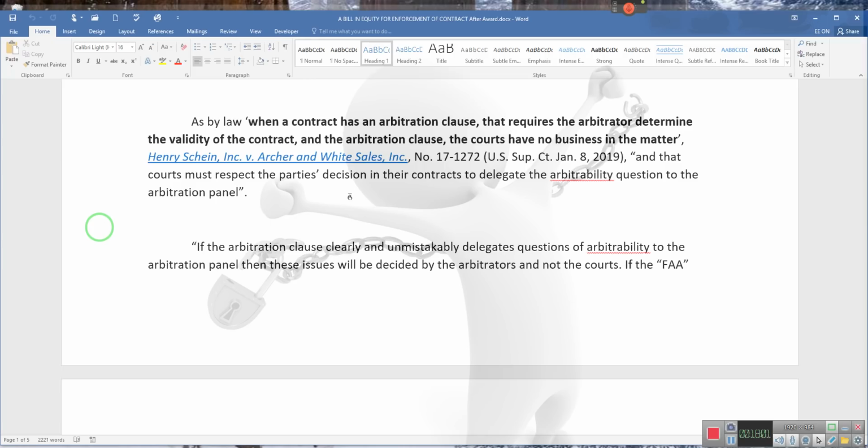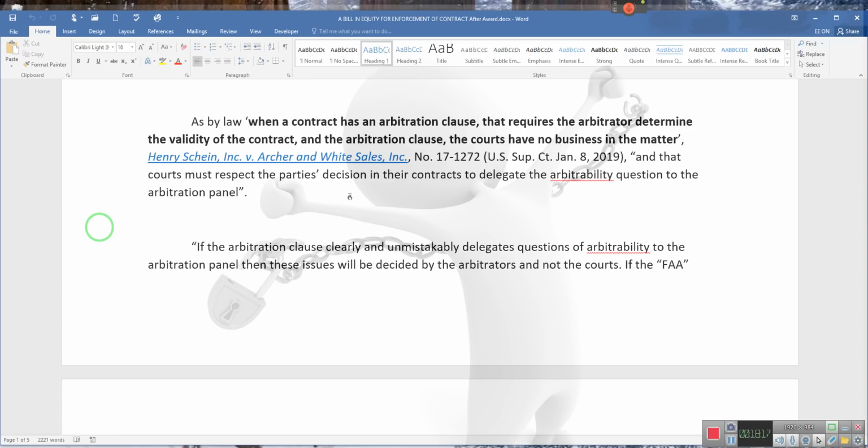And that the courts must respect the parties' decision in their contracts to delegate the arbitrability question to the arbitration panel. Ladies and gentlemen, the parties have the right to delegate that. Well, each one of our contracts says exactly that.